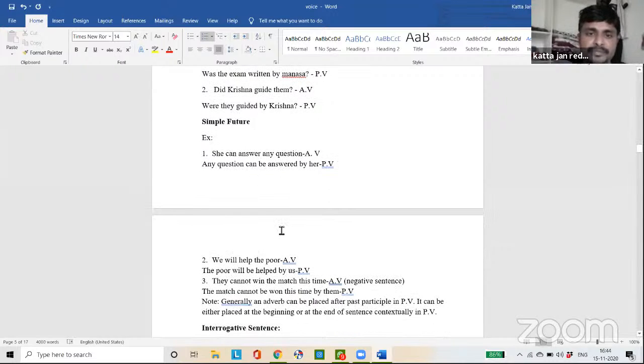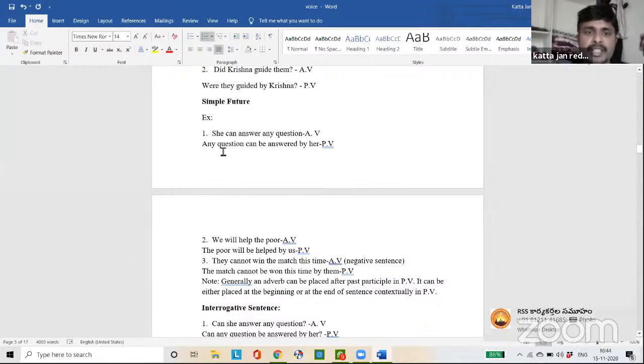Next, simple future. She can answer any question. This is the sentence: Any question can be answered by her. Same, simple, 6 steps. Subject, verb, object identified. Object is changed as subject.